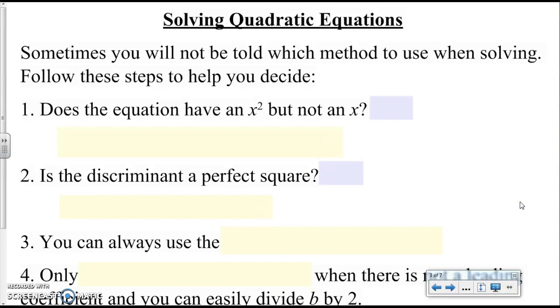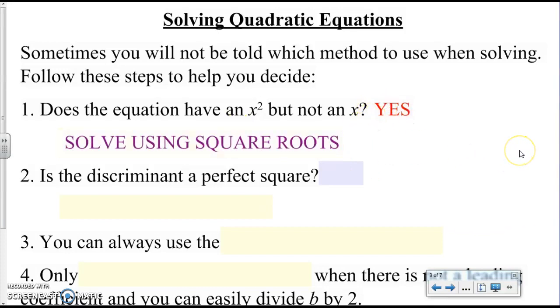So, here's what I would do. First, you're going to look at the equation and see if the equation has an x squared but not an x. If your answer is yes there, then you're going to use square roots to solve. Okay, so if I have 3x squared plus 5 equals 18, there's no x, but there's an x squared, then I can use the square roots. If there's an x in there, then I can't do that.